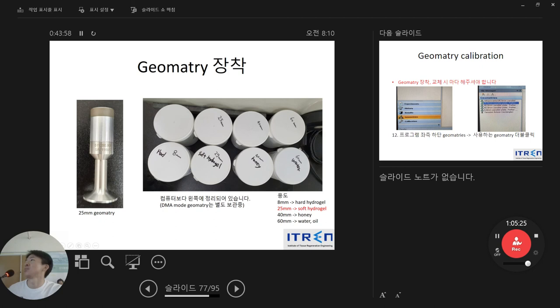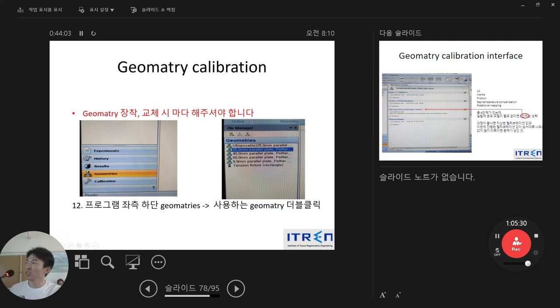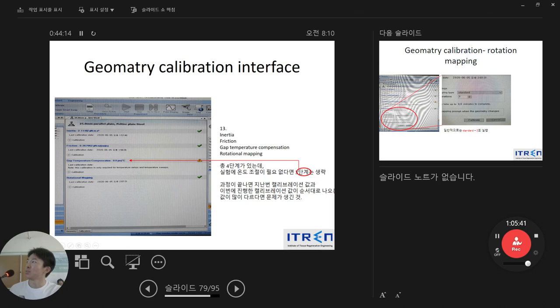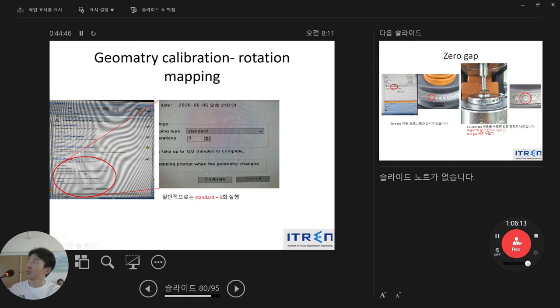And now after the calibration, you have to do geometry. After you install your geometry, click here, double click, and this is some original condition. So you just sweep this one: calibration, calibration, sweep, calibration. This is for checking temperature, but normally we are doing room temperature conditions. If we want to do 37 degrees, you can do that, 37, and it will take some time. Geometry calibration, rotation, mapping should be done three times. We already set it up, so you just follow this protocol.